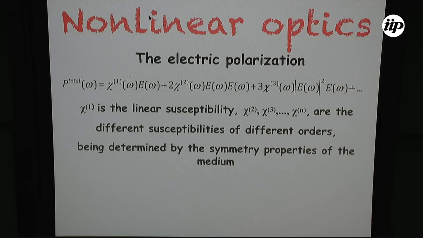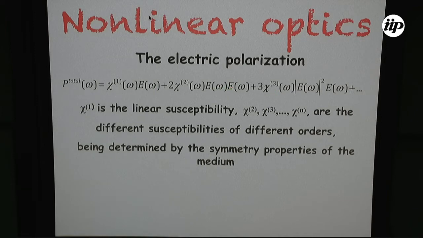So this is the linear term for the polarization. This chi1 is essentially the linear susceptibility, and you have the second order susceptibility, third order susceptibility. You may identify here the intensity of your beam, of your laser beam, for example. So these are essentially the high order susceptibilities, and depending on the type of experiment you are interested in doing, you can investigate the different types of susceptibilities.